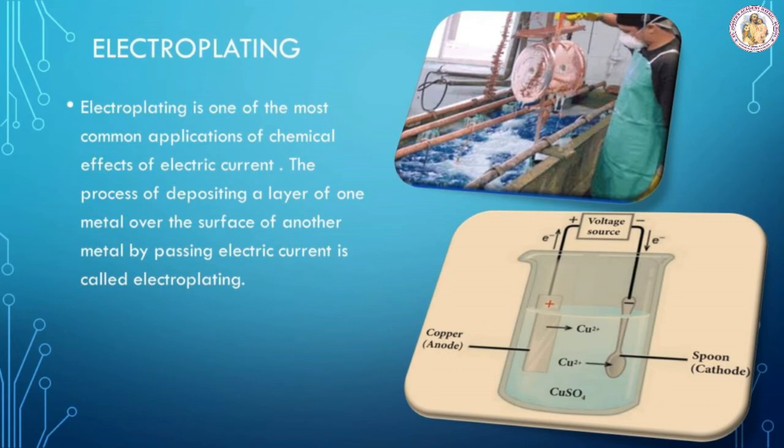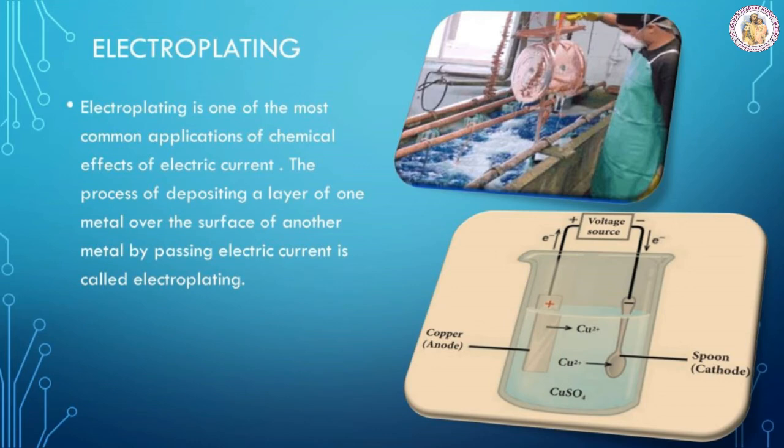First, we are going to take a glass jar and fill it with copper sulfate solution. Next, we are going to take a copper metal plate and connect it to the positive terminal of the battery. Next, we are going to connect an iron spoon to the negative terminal of the battery. Next, we are going to dip them in the copper sulfate solution.